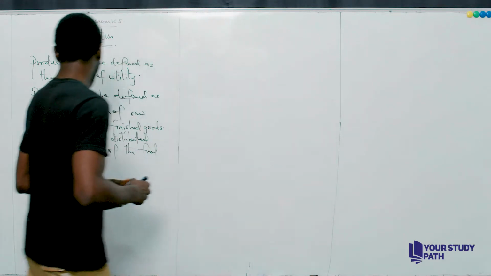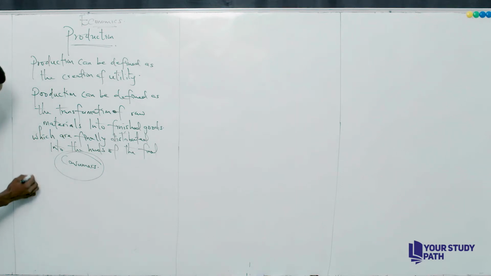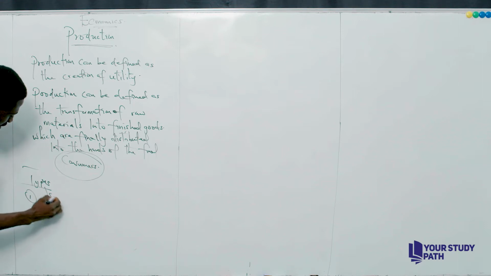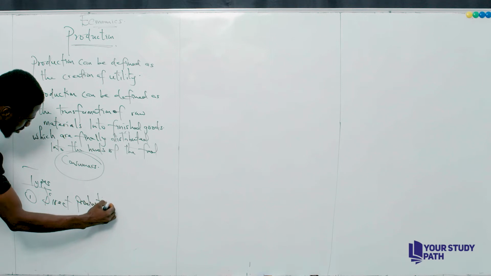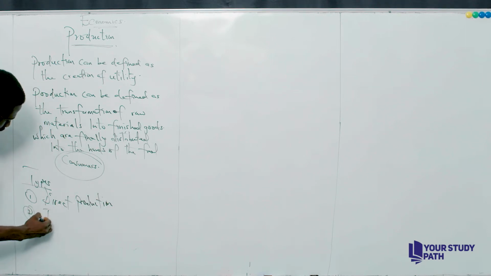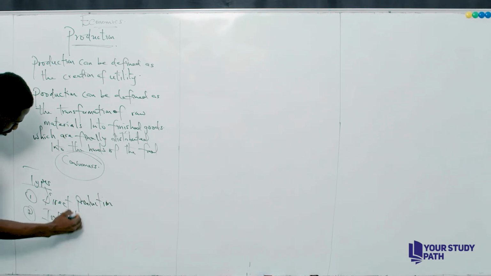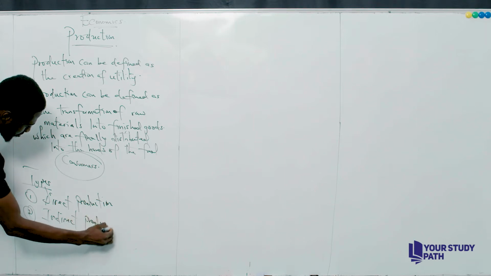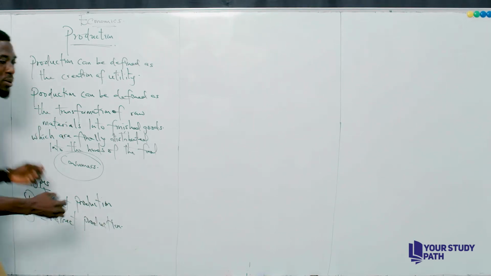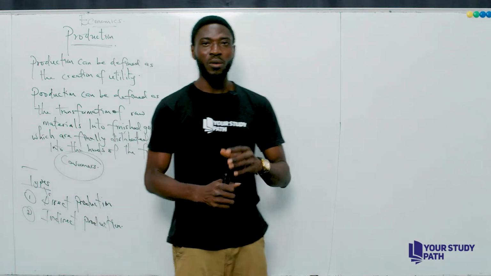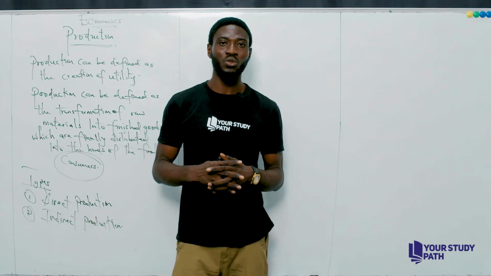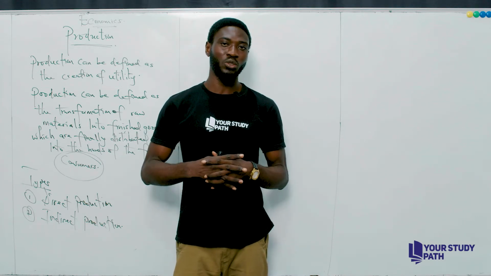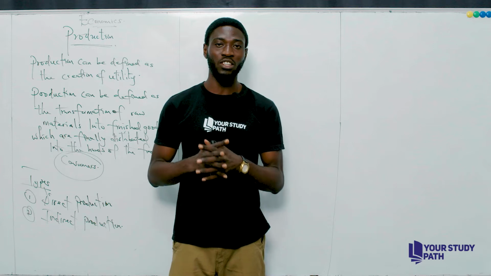Now, we have types of production. Number one, we can have the direct production. Number two, we also have what we call the indirect production. Now, what do we mean by direct production? Most of you undergo the direct production, that is, in terms of, let's say, you call up a particular person to satisfy an order.